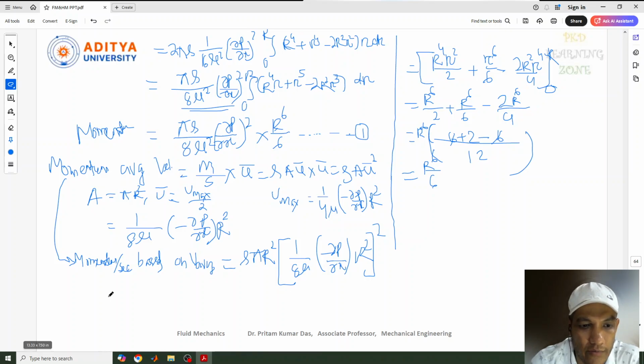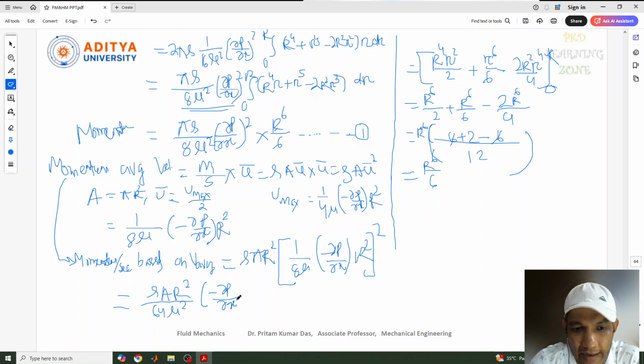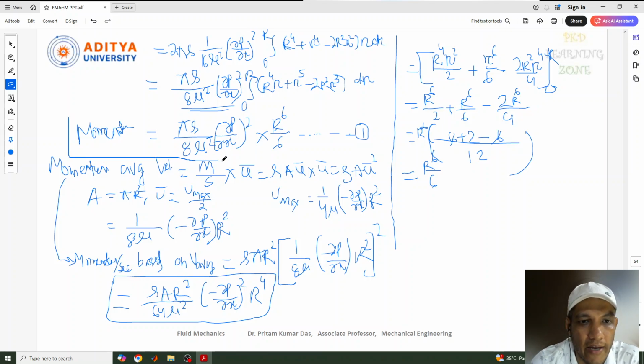If you want to solve this also, let's elaborate this one. 8 mu is there, so rho a r square divided by this 8 mu squared, that means 64 mu square, and this is minus del p by del x whole square into r to the power 4. So r to the power 4 times r square will be r to the power 6. So this is the momentum per second based on the average velocity. This is one, and this is for actual velocity.